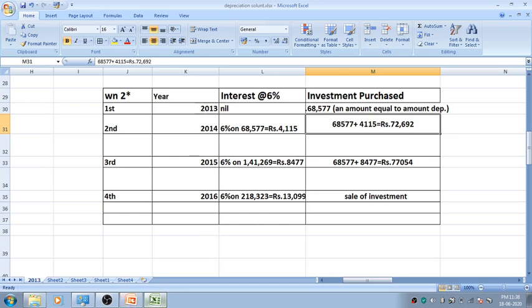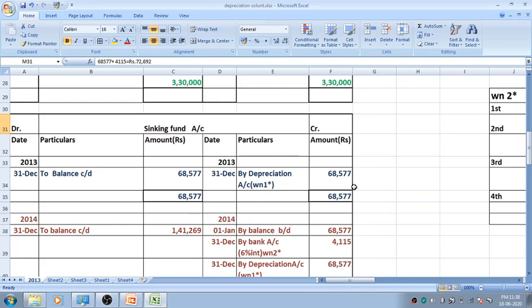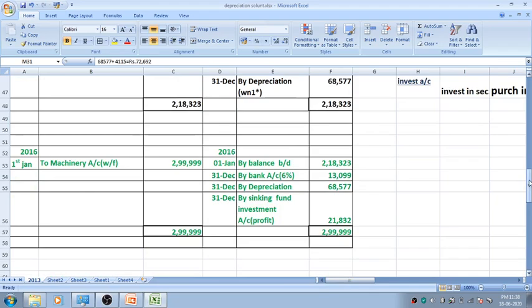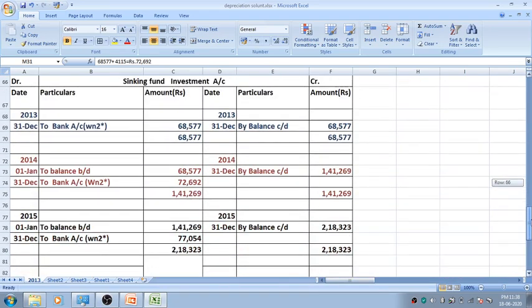So now we are going to write the entry with the investment account in the last year as to bank account. Here, to bank account 72,692. Okay. So we have passed the three entries. One is interest, and second is depreciation in the sinking fund, and third was investment purchase in the investment account.